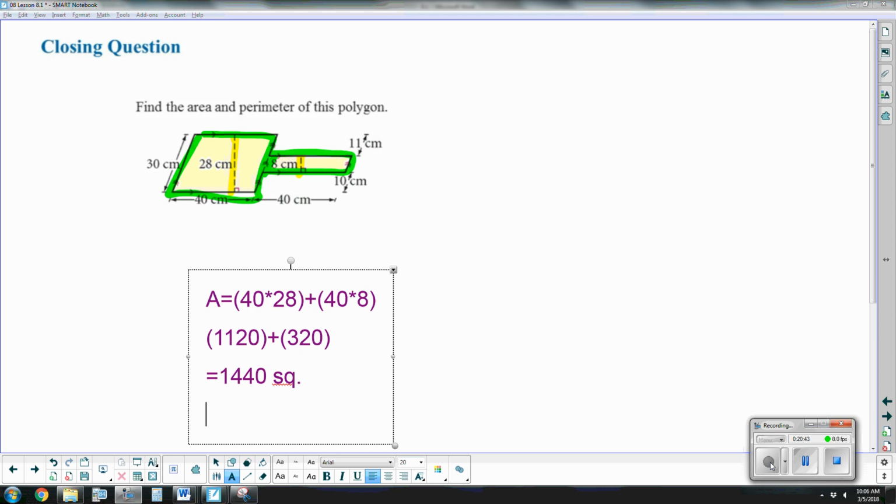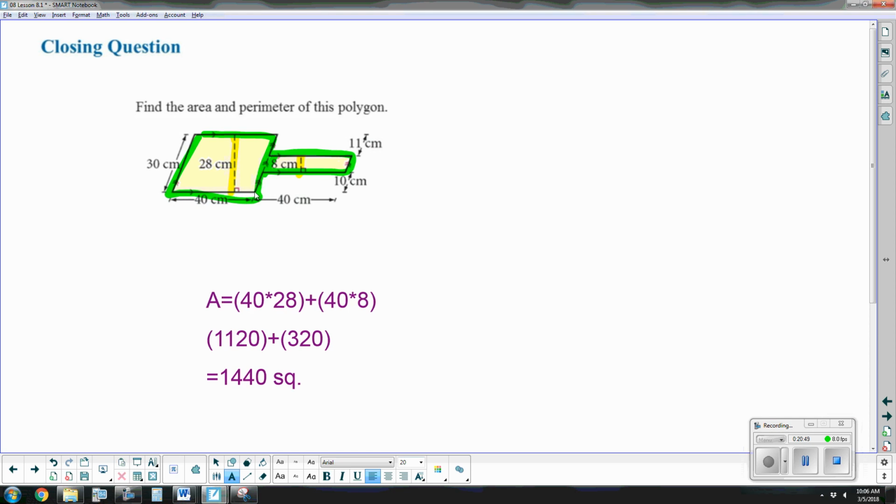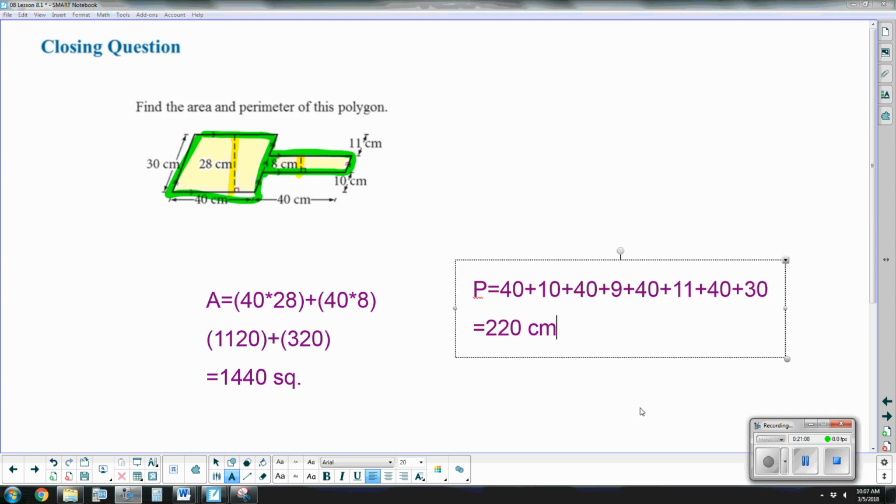And to find my perimeter, I'm going to add up all of my sides. So 40, I know that this is 10, this is 40. I can figure that this is 9 because it's 30 minus 11 minus 10. So this whole thing would be 30, and I'm going to subtract 11 and 10. And I'm going to add 40, add 11, add 40, add 30. So my total perimeter is 220 centimeters.